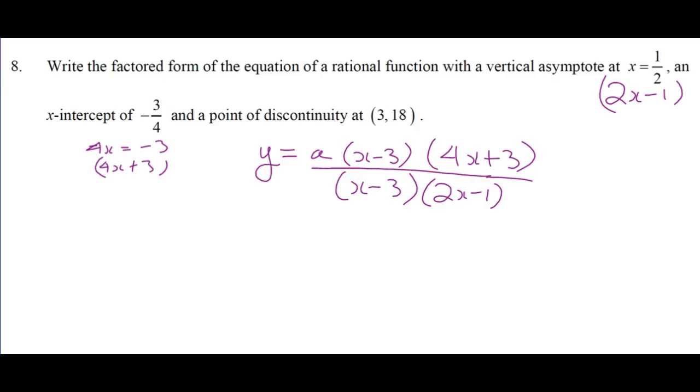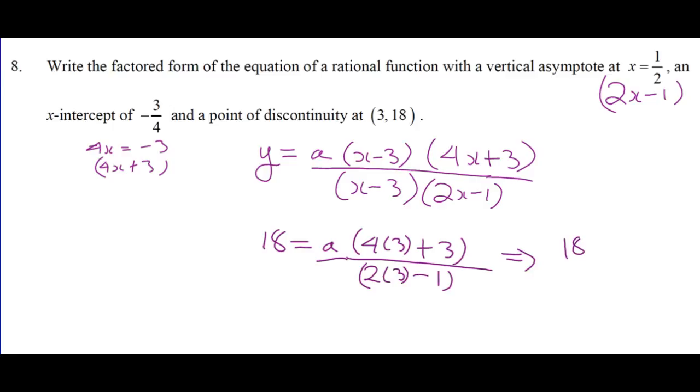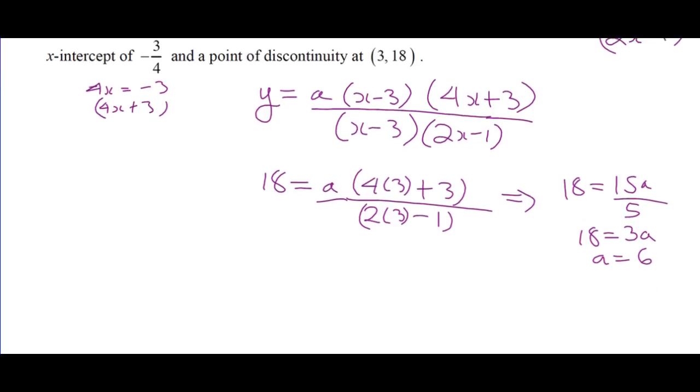We put in the point (3, 18), so we go 18 is equal to a, 4 times 3 plus 3, over 2 times 3 minus 1. So 18 is equal to, what do we got, 15a over 5. So 18 is equal to 3a, and a is 6. Okay, or you could go 90 equals 15a, but that's more difficult.